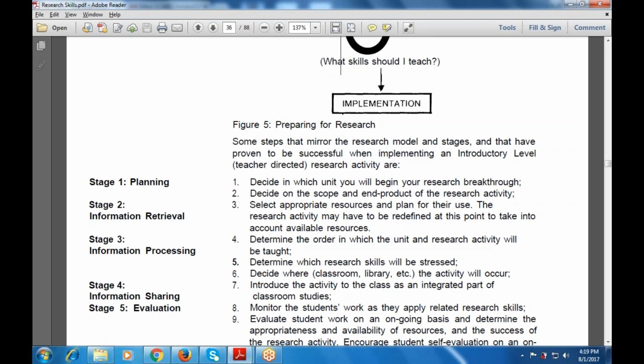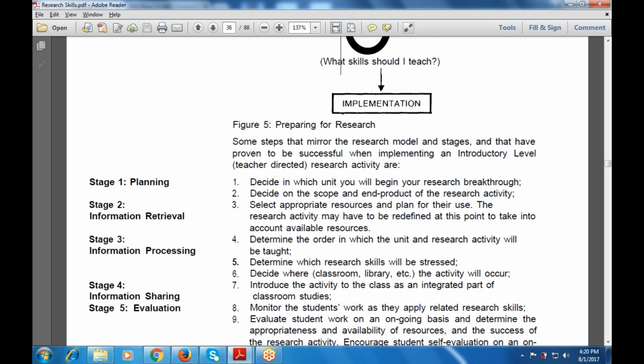Decide in which unit you will begin your research. Decide on the scope and the end product of the research activity. These are on the planning part. So which unit will be used, or how we can begin with our research. What is the main scope of the research? So decide on the scope and end product of the research activity.